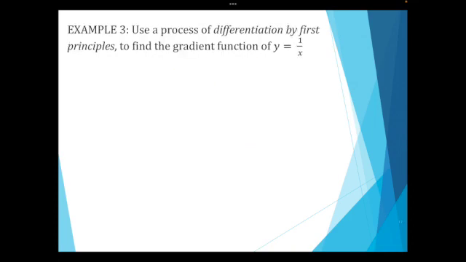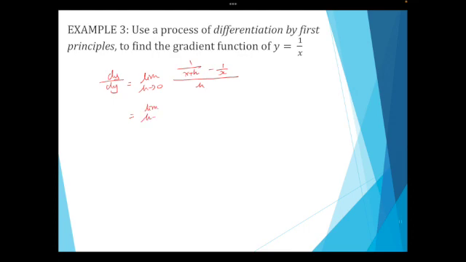Now, the next example, I would like you to try this again. Pause the video for 5 minutes and work this one out. You need to think about how you could work out the gradient function of y equals 1 over x. So of course you start off with writing dy/dx equals limit h approaches 0, (1 over (x plus h) minus 1 over x) over h.